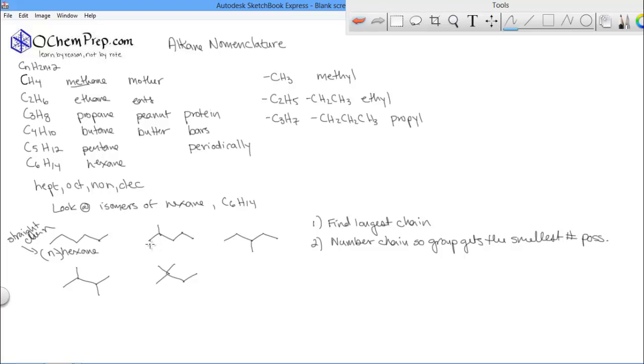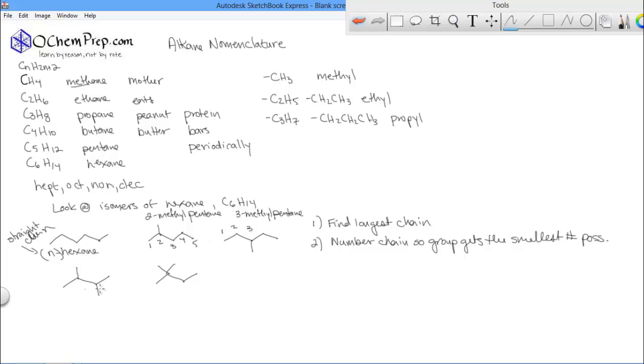So you would number this 1, 2, 3, 4, 5, and not backwards. So this name would be 2-methylpentane. Correspondingly, it doesn't matter which way you number on this one, 1, 2, because it's symmetric. So this would be 3-methylpentane.